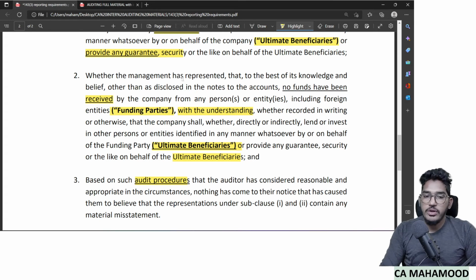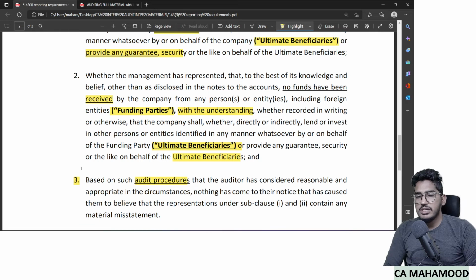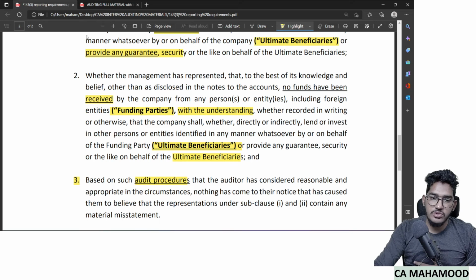Now, what is this third point? See, when you go and ask the management to give confirmation, they will confirm. Like I went to the management and asked, sir, did you create any intermediary? If no, give me a confirmation. Management gave me confirmation: sir, we did not give any funds to an intermediary so that they will go and give it to a third party. No contracts we have created like that. The second point also, I asked them for confirmation. Sir, did you act as an intermediary? Management gave confirmation: no, sir, we did not act as an intermediary. So I got both confirmations.